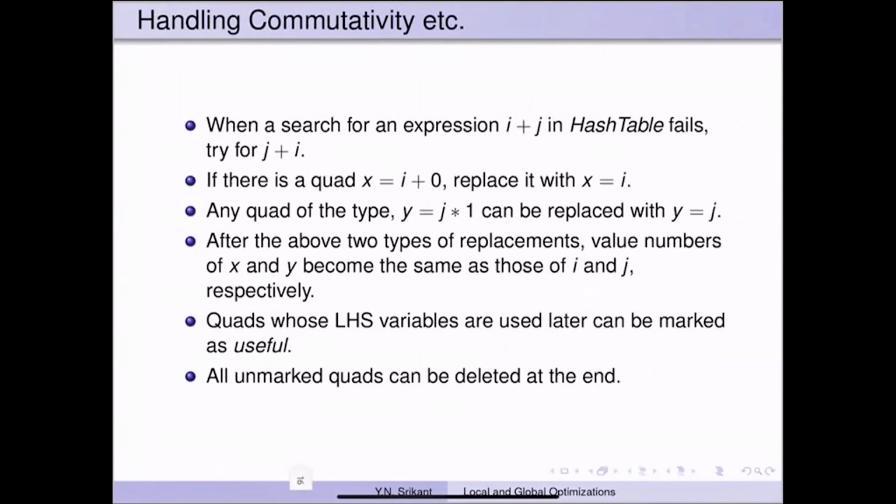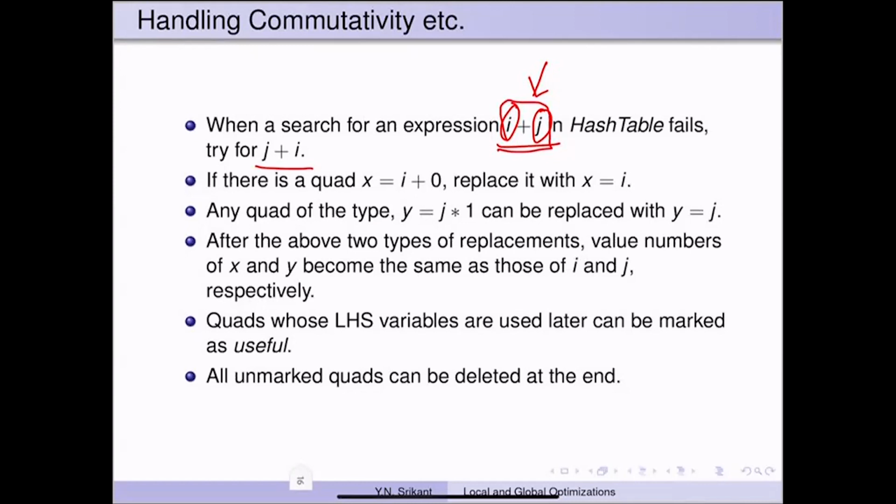There are other minor optimizations which can be carried out. So we search for I plus j in the hash table. How do we do it? We search for I, then we search for j, and then we search for I plus j also, right? It's not present. The reason is j plus I was obtained earlier, not I plus j. So we got j, we got I, but we can get j plus I, not I plus j. So what do we do? Whenever we have an expression of the type I plus j, and I plus j is not found in the hash table, we can always search for j plus I, provided we are permitted to do so.